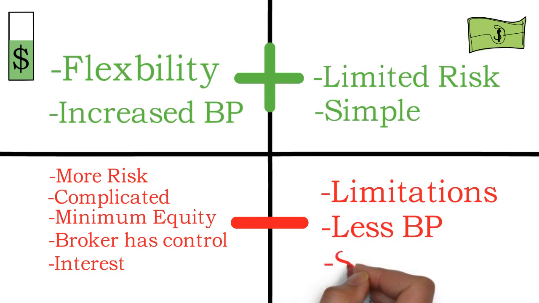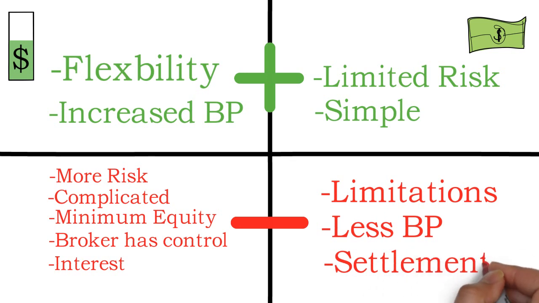Another disadvantage is that in cash accounts, the money that you trade with takes time to settle. So if you buy something with money one day, you often have to wait a few days before you can use that money to trade with again. The time that it takes to settle depends on the asset. That can be quite annoying as well, especially if you're an active trader.